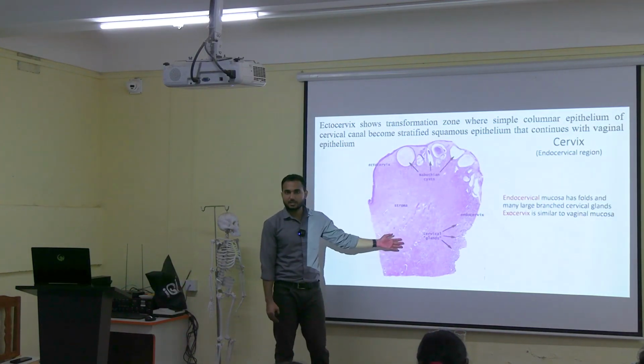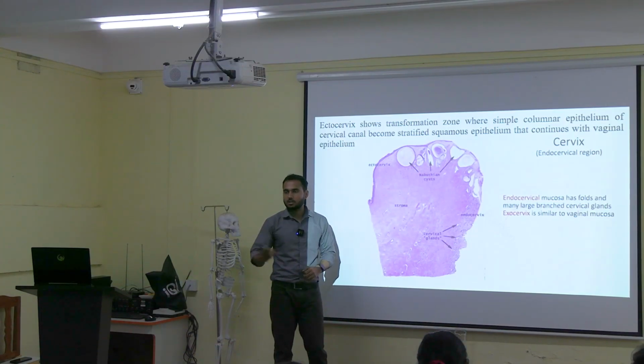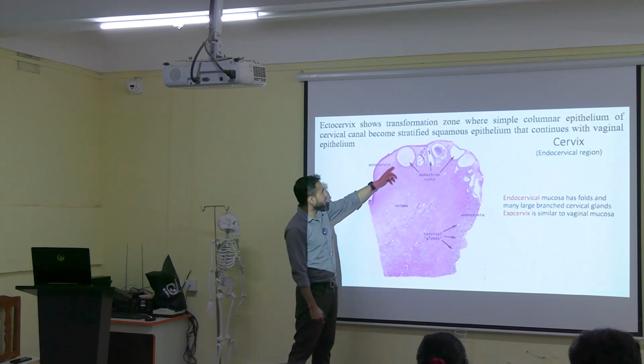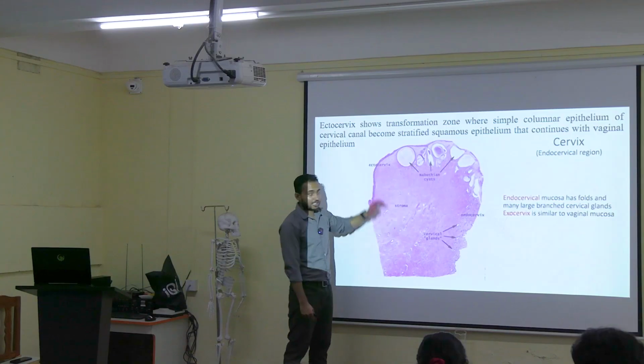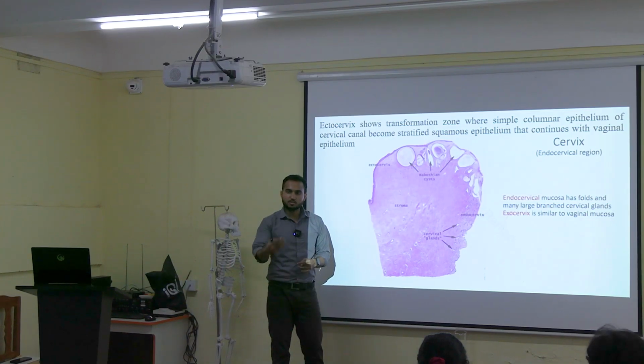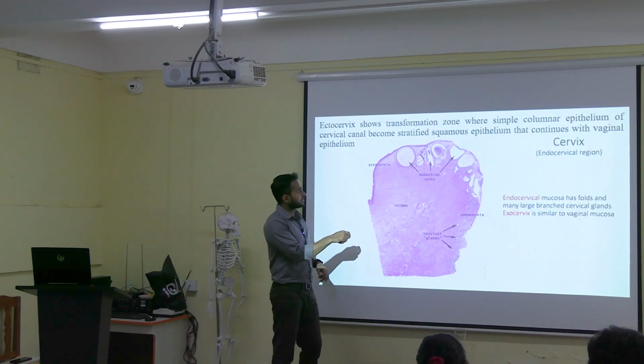So what is there in it? Fibroelastic components are there, and along with that, connective tissue is also present. Dense connective tissue in this particular part. And the last part, if you see over here, this is the ectocervix. So what is there in the ectocervix? The lining epithelium is different. That is, stratified squamous non-keratinized epithelium is present, which is continued in the vagina.